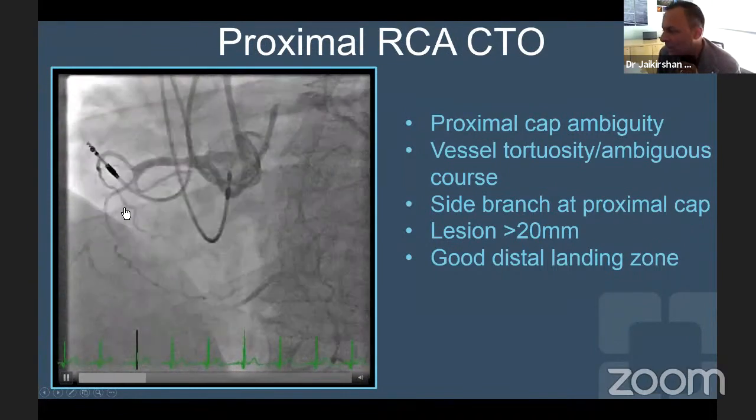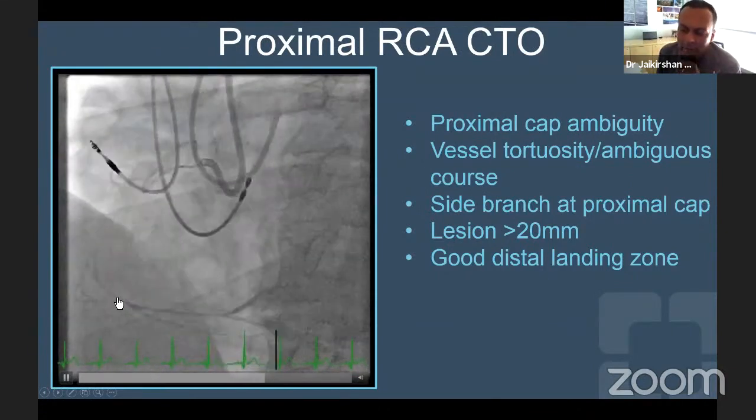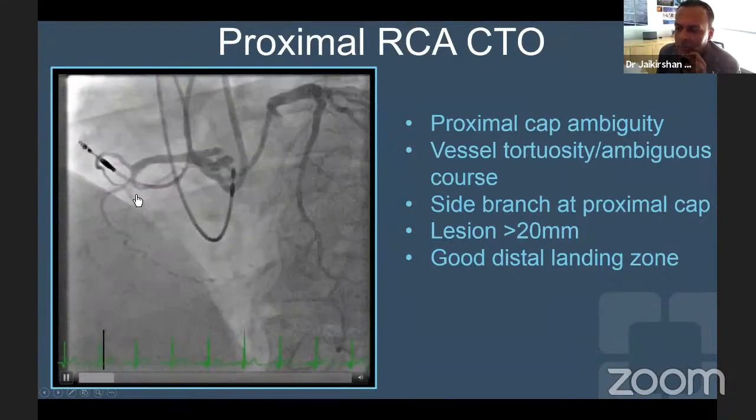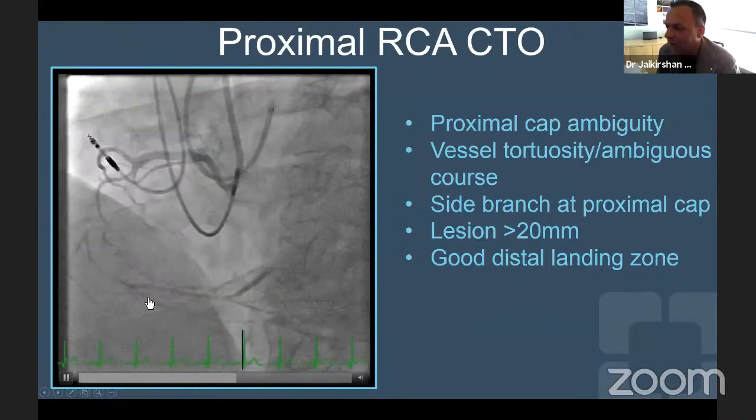There's multiple side branches that we had to deal with. The lesion is greater than 20 millimeters. Now there's a good landing zone distally. So normally in our old way of thinking, we would quickly get subintimal here, bring a CrossBoss and Stingray to here and try to re-enter. That's how we would do it in the past.